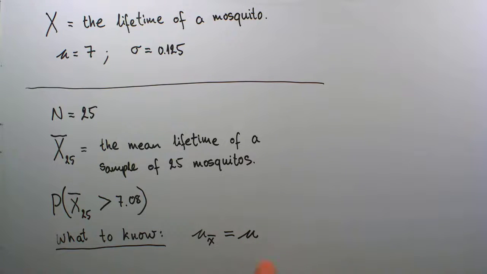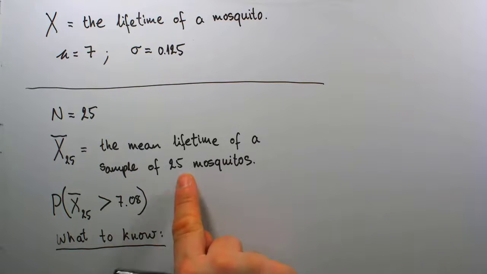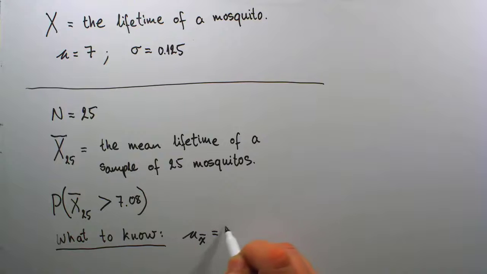But now this result is proven that mu x bar will equal mu. So the good news for us now is that mu x bar in our case will equal 7. So final conclusion here: what we need to know about this population, the center will equal 7 as well.